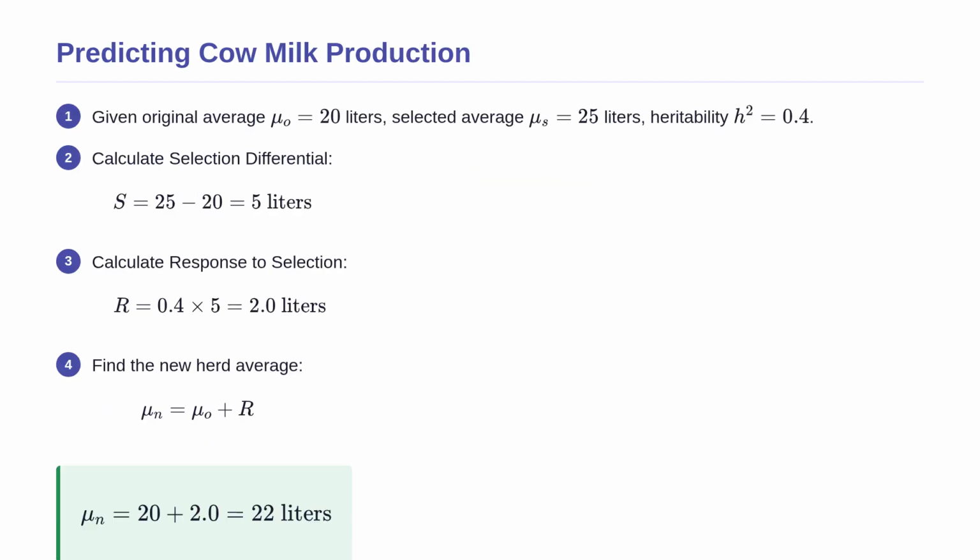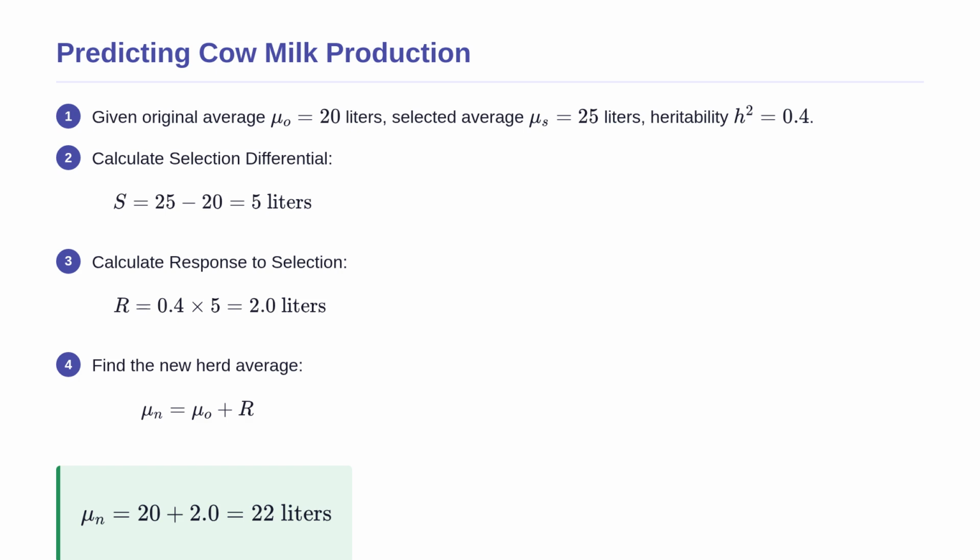Let us apply the breeder's equation to a real-world farming scenario. A dairy farmer has a herd producing an average of 20 liters of milk per day. He selects the best cows, averaging 25 liters, to breed. The heritability is 0.4. We need to find the new generation's average milk production.